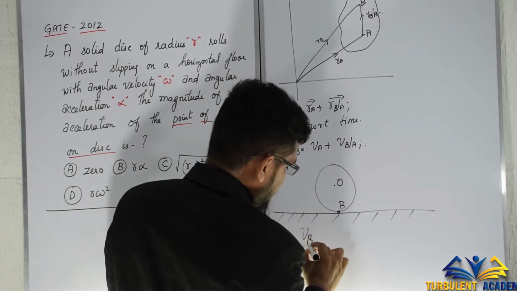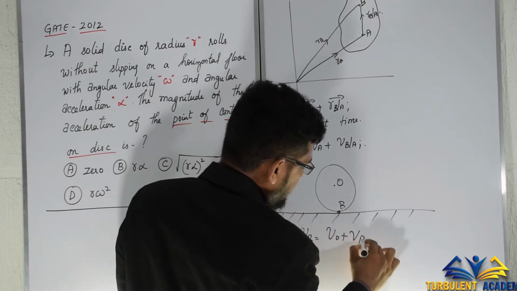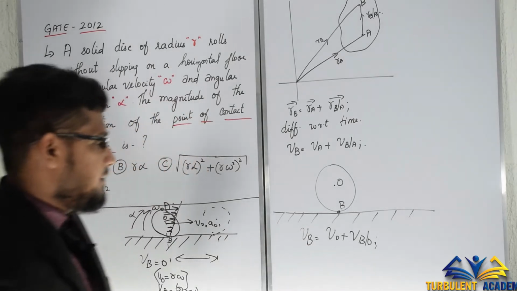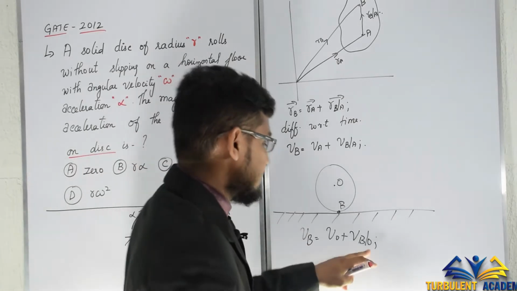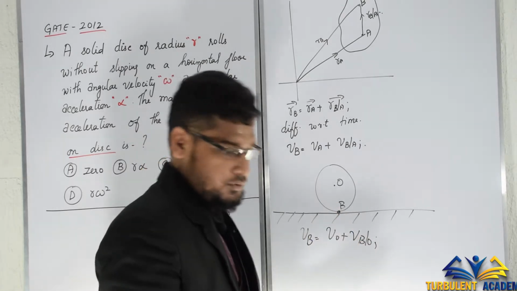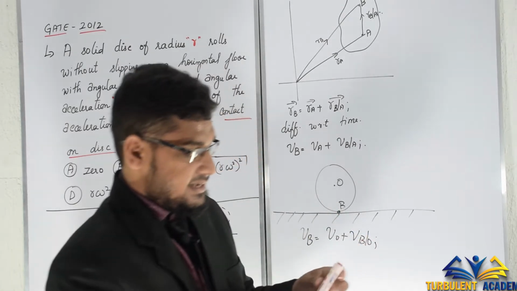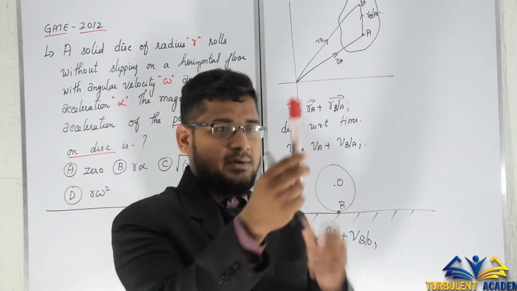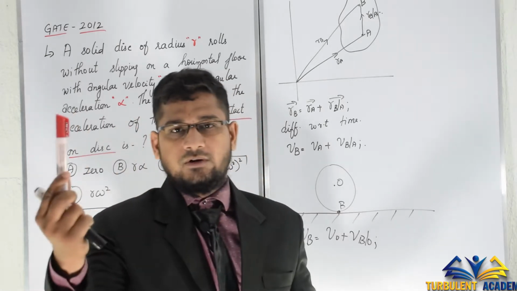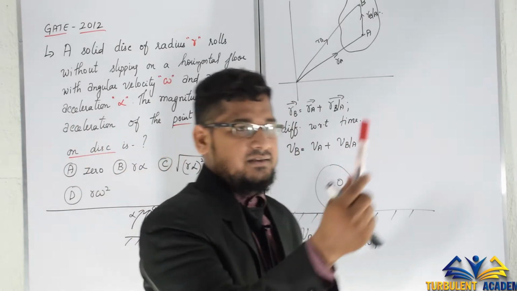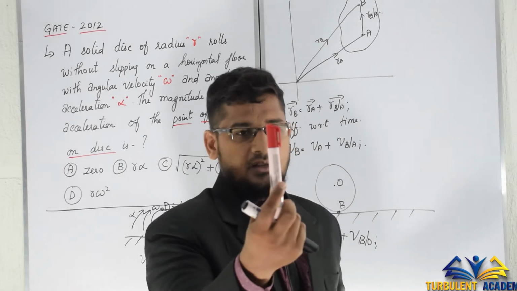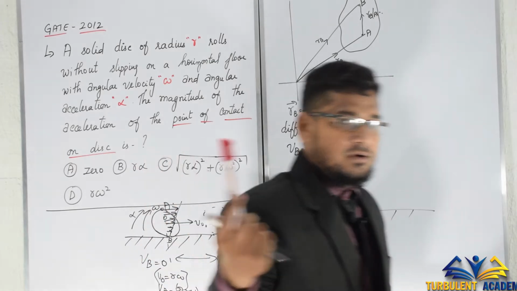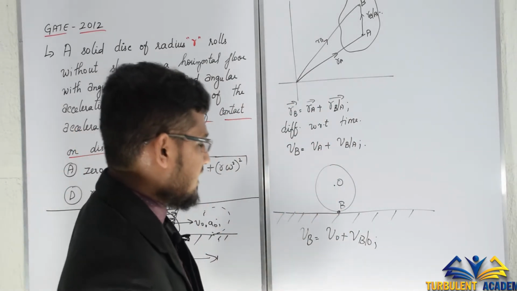So for me, V_B is going to be V_O plus V_B/O. Are you with me? Fine. This V_B/O is nothing but the velocity of B as seen from O. For example, let's say this is the marker. This is stationary, and for you this particular marker is moving from right to left, I guess. I am going to move this side and it's going to move this side. This is the relative velocity. That's what is going to happen over here.